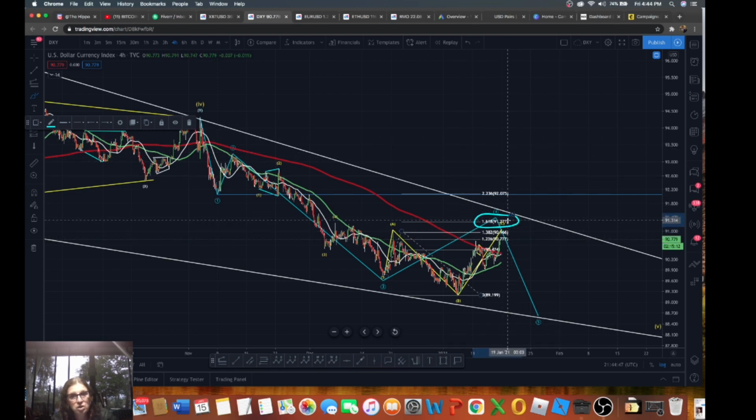So watch the 91.50 level. We break 91.50 with a good candle close, I would say we're on our way up. Otherwise, if we get rejected and we start coming back down, then we have another place to go.